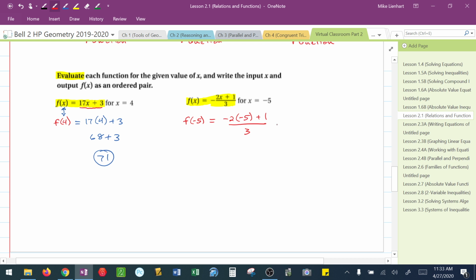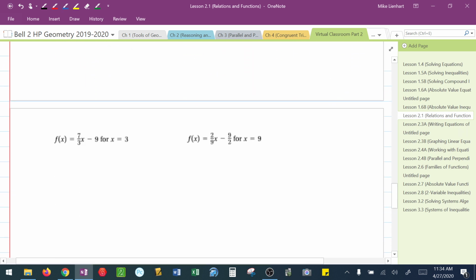So I'm going to clean this up. I have negative 2 times negative 5 is 10 plus 1 over 3, or this function would evaluate to be 11 thirds. Notice I'm not writing a decimal. I always want to give the exact answer, which is going to be most times a fraction.